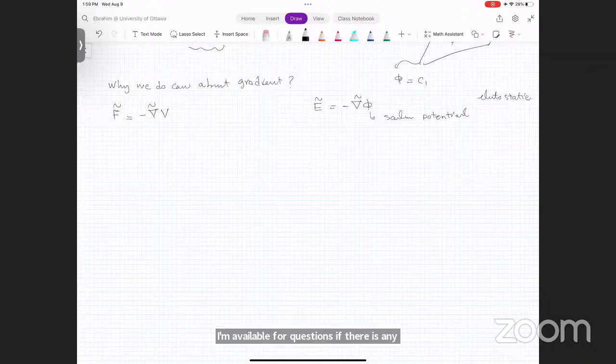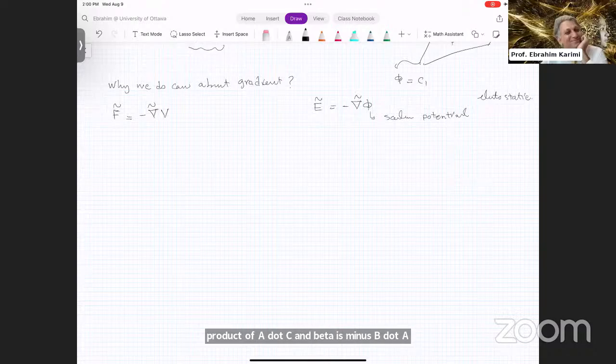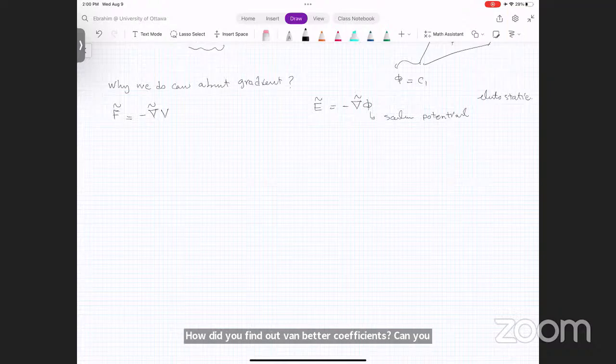Yeah, there's a few questions. One has asked about the definition of A cross B cross C that you gave before, the tensor approach to define the cross product. You said alpha is simply a dot product of A dot C, and beta is minus B dot A. How did you find the alpha and beta coefficients? Can you briefly comment on how you conclude this, not as evidence from the geometry you drew?